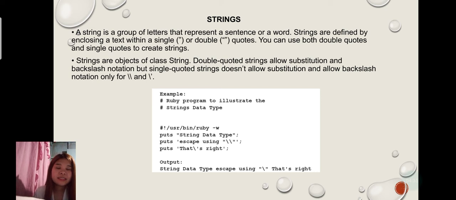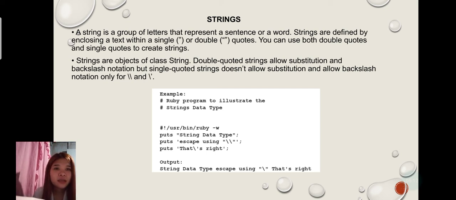Ruby has built-in classes para sa mga data types, such as integers, floats, then strings, and lain pa. Double-quoted strings allow substitution and backslash notation, but single-quoted strings don't allow substitution and allow backslash notation only for double backslash and backslash, then katong single quote.